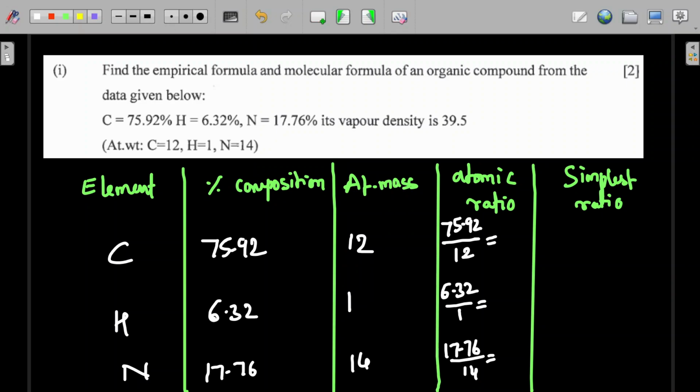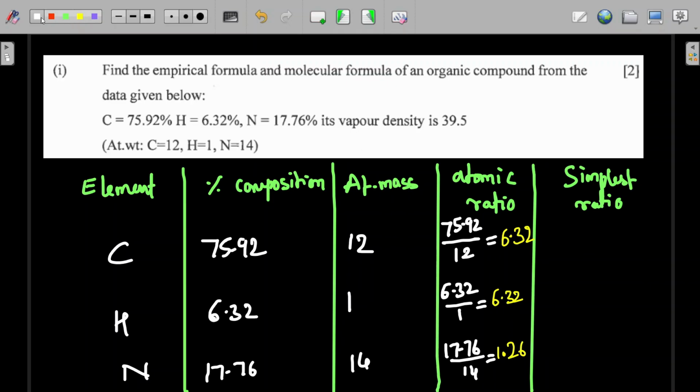This is also 6.32. This one is approximately 1.26. Now these values, don't round off. These values you keep as it is.